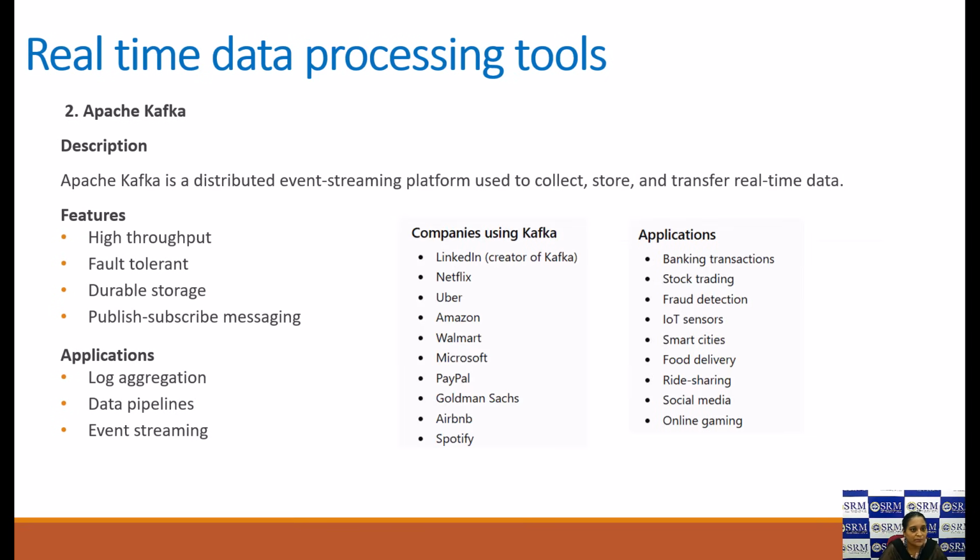The next tool is Apache Kafka. This is the latest tool. The companies that use it are LinkedIn, Netflix, Uber, Amazon, Walmart, Microsoft, PayPal, Goldman, Airbnb, and Spotify. This is an event streaming platform. That means the film producer gives the movie to Netflix, so that it will be available on the server. So they are the producers. Now from there we have to view it. We are the consumers. Which is the application that is going to stream this? That is Apache Kafka.